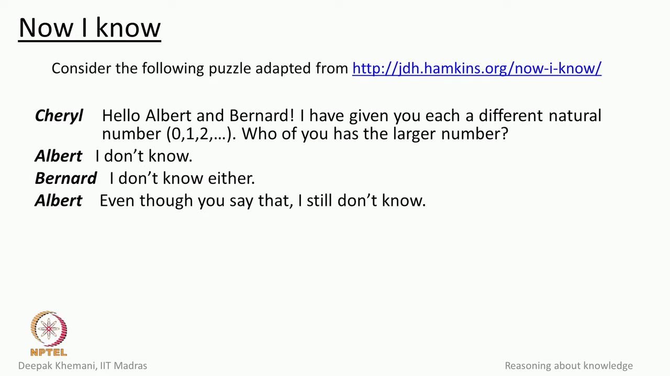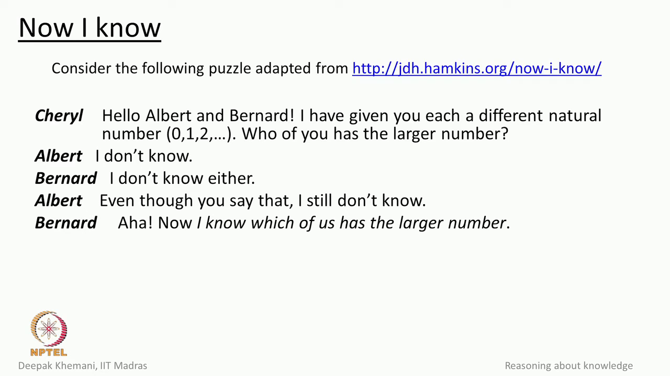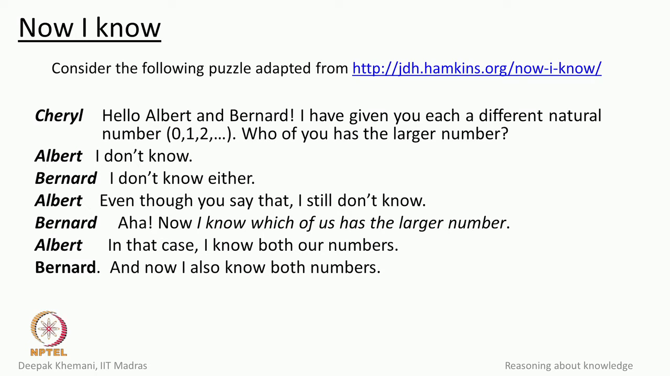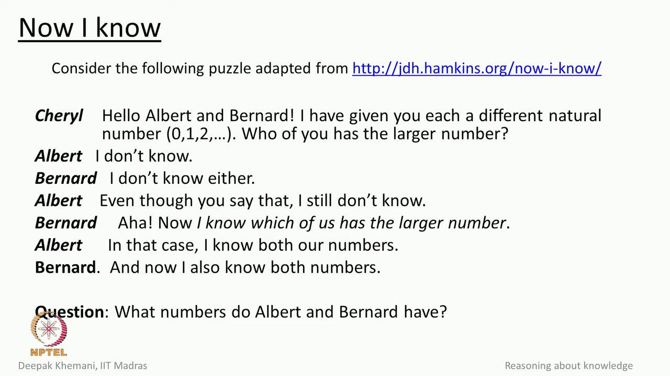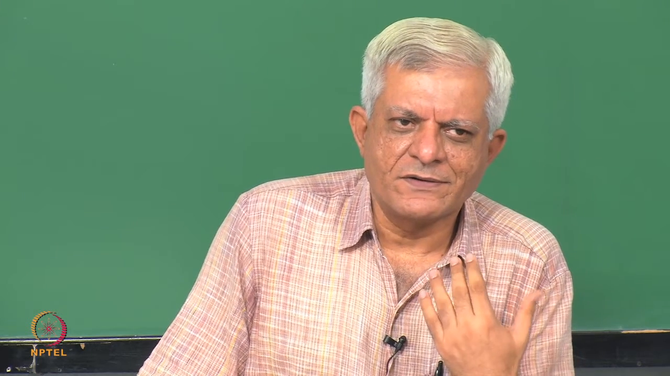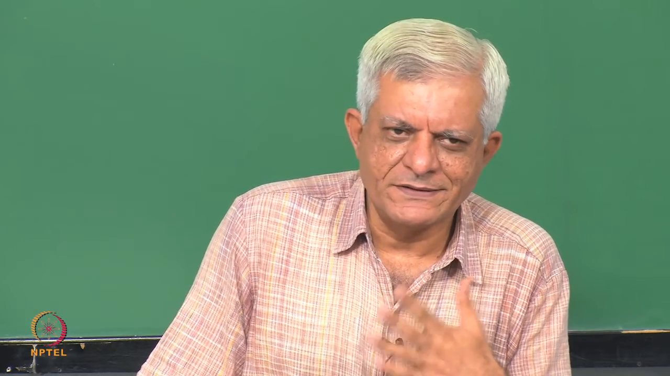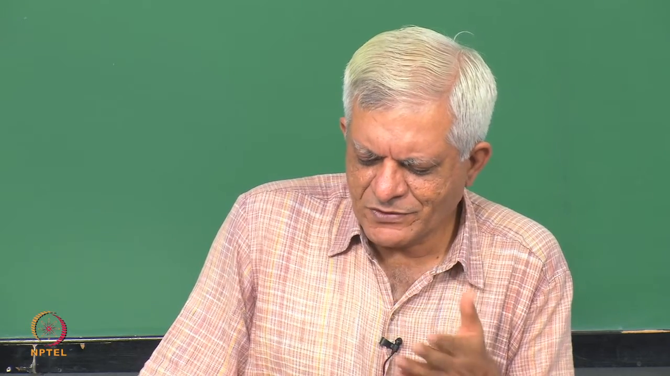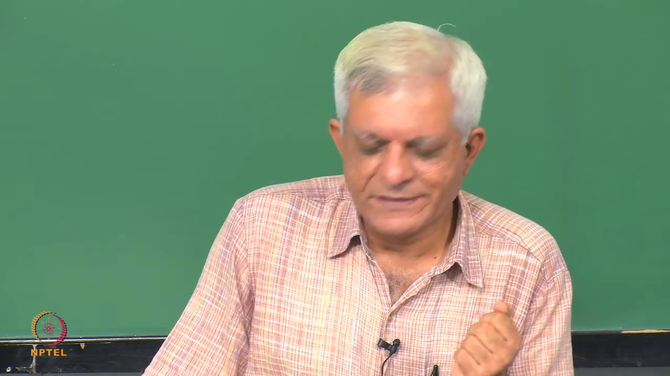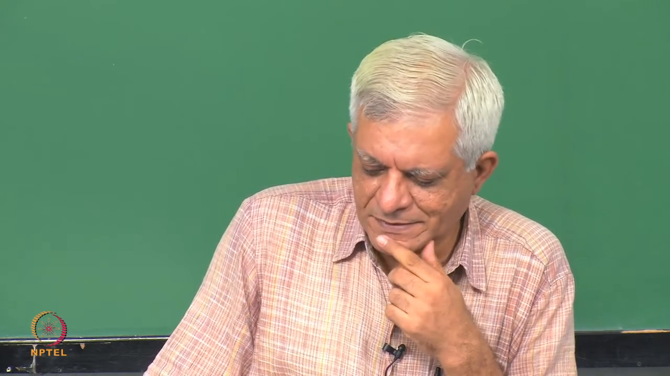So, there is a sequence of responses. Albert says I do not know, Bernard says I do not know, Albert says I still do not know, and then suddenly Bernard says that now I know which of us has a larger number. Then Albert says that in that case I know both our numbers, and then finally Bernard says I also know both the numbers. I am sure you must have encountered puzzles like this, which deal with what the different people know about each other's knowledge. So, the question we have to answer is what are the numbers Albert and Bernard have.